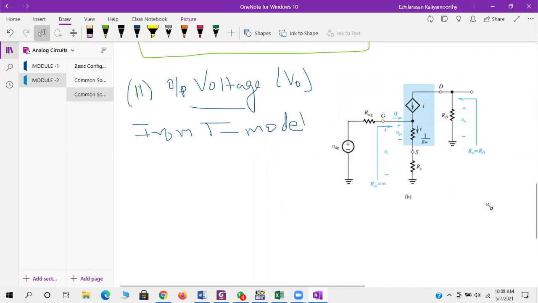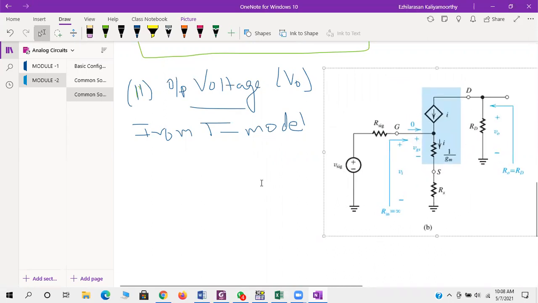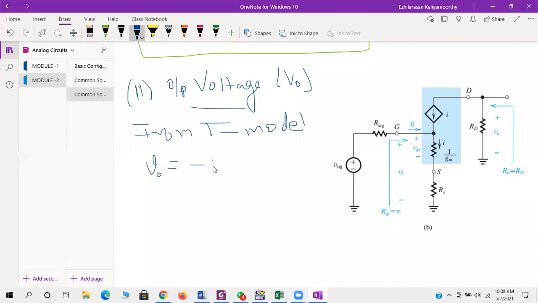So let me take this diagram. Now from this T model, you see what is V naught. From that I can say what is V naught. You have to find out this V naught. Now it's very simple. V naught is equal to the current, minus I into RD. Because V naught is the current which is flowing over this. Now actually we are going to do this, the loop you are taking. So V naught is equal to minus I into RD.